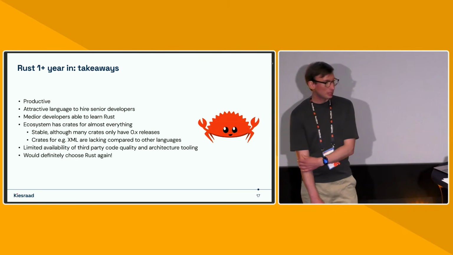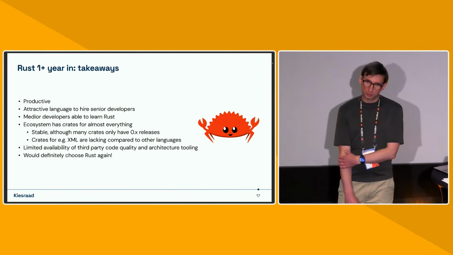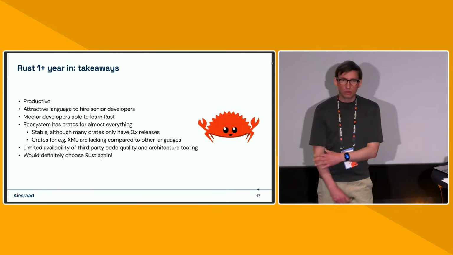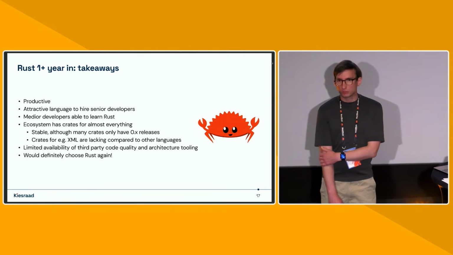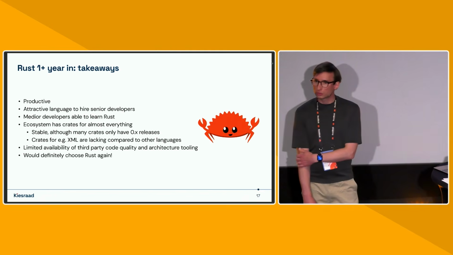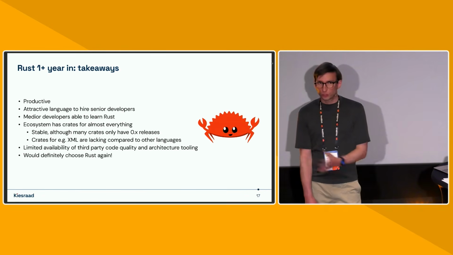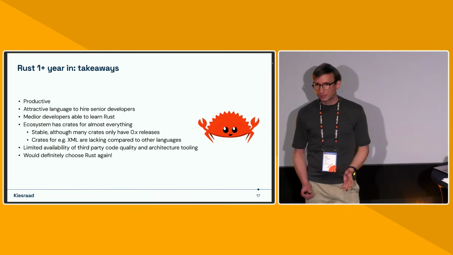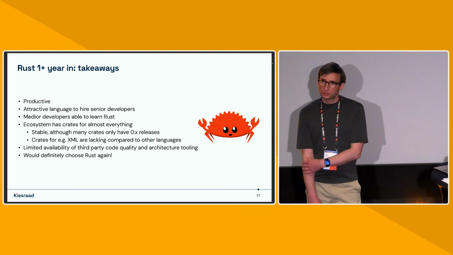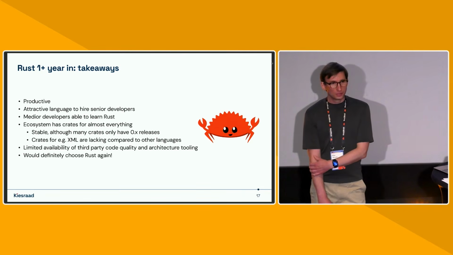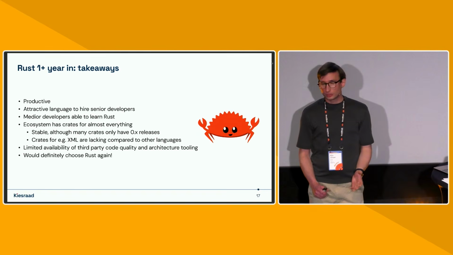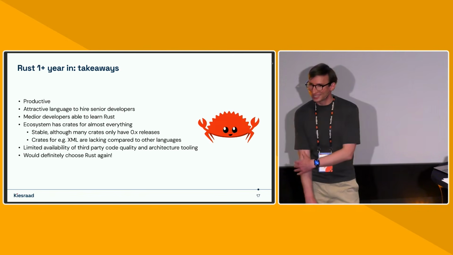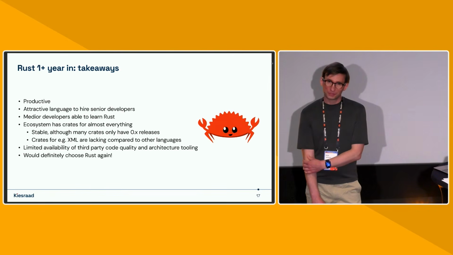And finally, you can see that there's limited availability of third-party code quality and architecture tooling. For other languages like Java, there's a lot of stuff in the ecosystem, for example tools like SonarQube to test your code quality. SonarQube has some beta availability of Rust analysis, but it mostly does the Clippy lints that we were already using. So there's also a bit of a gap there. But so far, everything has been great. We would definitely choose to use Rust again if we were to start this anew. So yeah, it's been great.